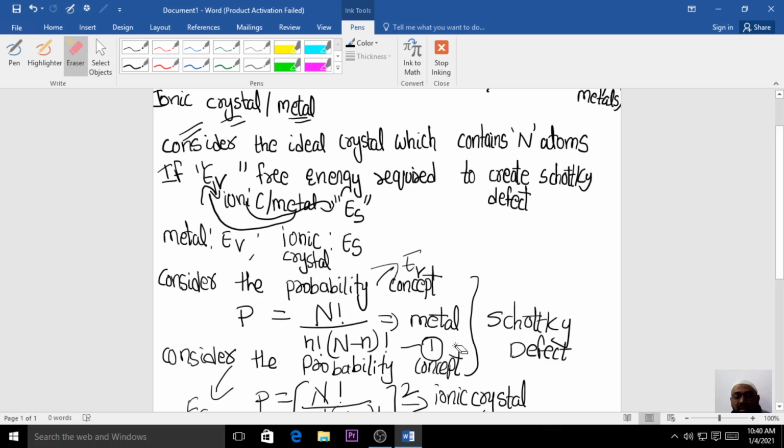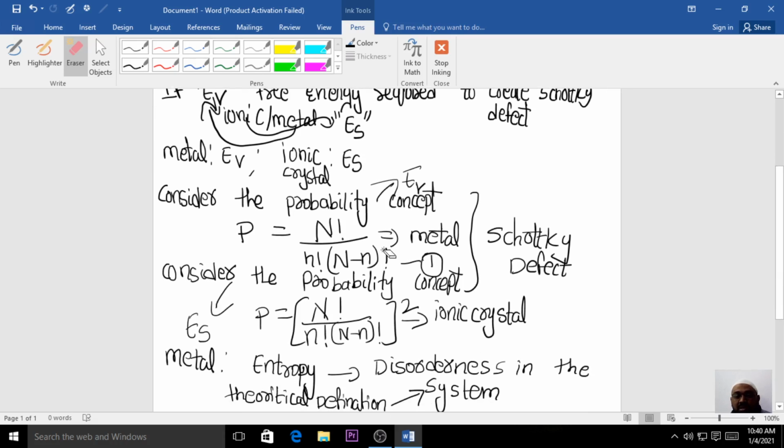Now this is about the metal, right. So for the ionic crystal, the only difference you will find is capital N factorial by small n factorial into capital N minus small n factorial, whole square. This is the case for ionic crystal. And why are we writing square here? Because, as the definition says, an equal number of the two oppositely charged ions, that means cations and anions, are missing here. Therefore we write it as a square.